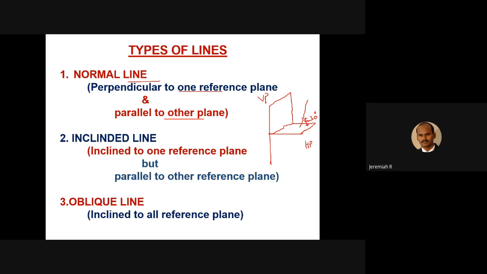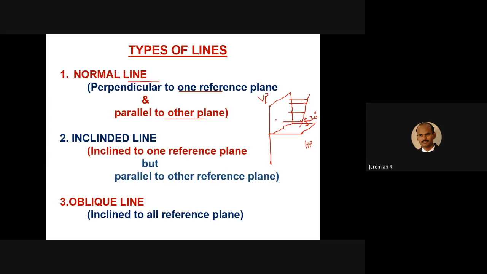So this line is inclined to HP but parallel to VP. When you say parallel, the distance should be equal: 30 mm, 30 mm, 30 mm, 30 mm. When the distance is not equal, it is not parallel. You have to remember this: when you say parallel, the distance at any point should be equal.